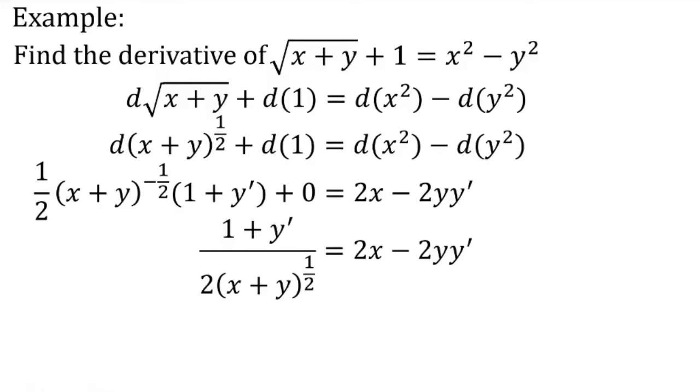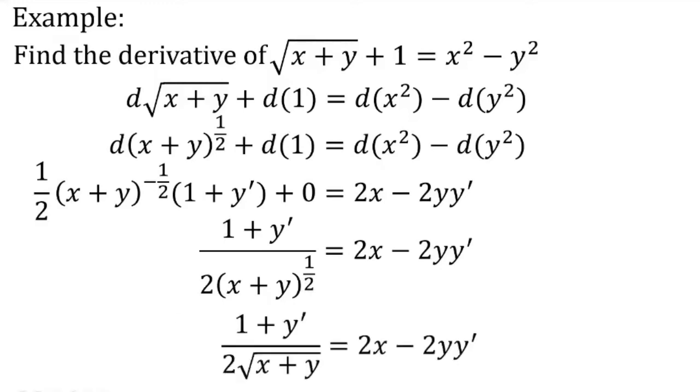Let us express (x plus y) raised to 1 half into radical form. So the next line of the solution will look like this: 1 plus y prime over 2 square root of x plus y equals 2x minus 2y prime. Can you follow? Next.